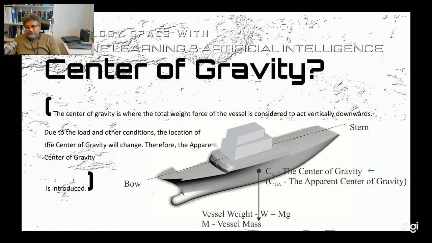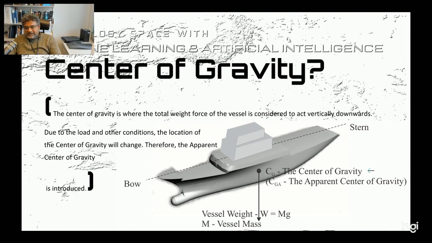So here I'm introducing the next term, center of gravity. The center of gravity for this vessel is where the total weight force is considered to act vertically downwards. So this is a specific point where this weight force is acting downwards. And since we have mentioned the load condition of the vessel, you can imagine that under different navigation conditions, these vessels may have different load conditions. Because of that, the total mass in that vessel will change. Due to the same reason, the center of gravity will also change.